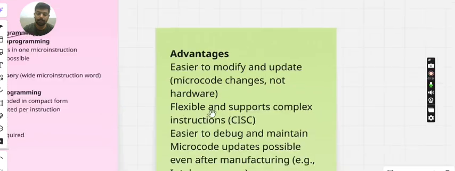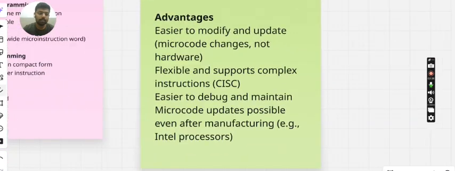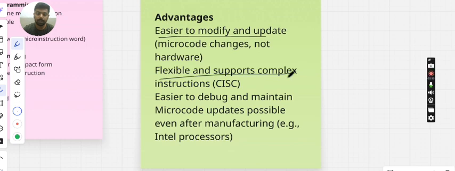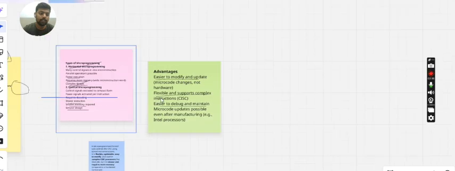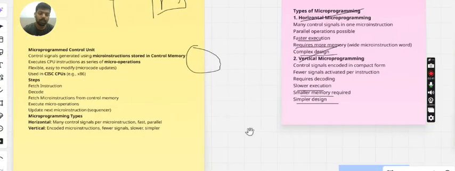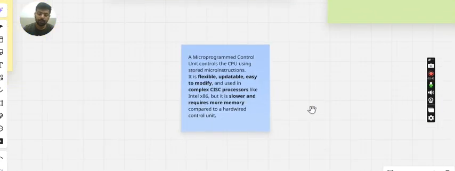Then there are some advantages. The advantages are that it is easier to modify and update, flexible, and easier to debug. That's why most of our latest computers use this technology, that is microprogram control unit.